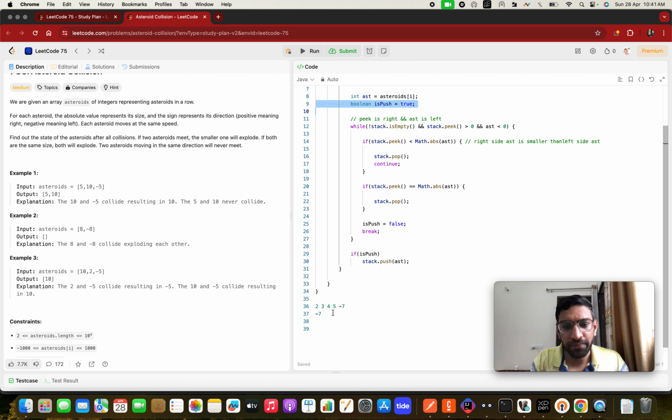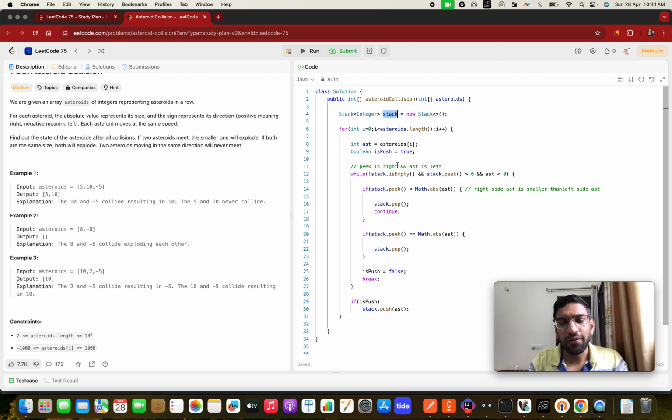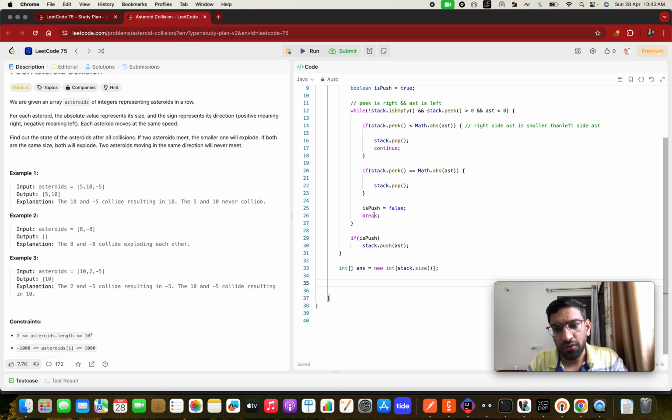Now we are done with the loop code. Now we need to convert our stack to an integer array. Create your integer array answer equal to new integer array of stack size, and also stack principle is first in last out, so we need to iterate the stack backwards.